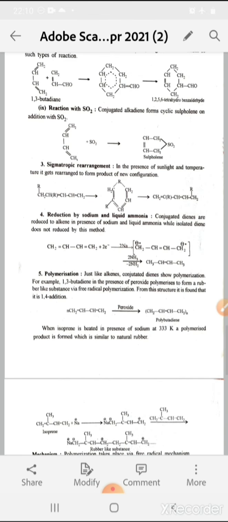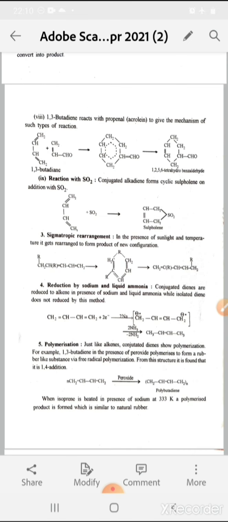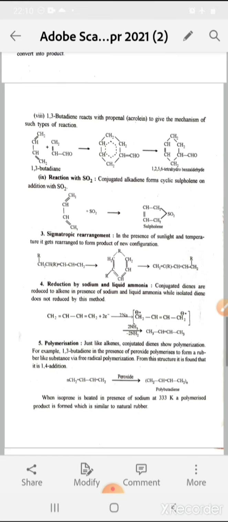Now the fifth reaction is polymerization. Just like alkenes, conjugated dienes show polymerization. For example, 1,3-butadiene in the presence of peroxide polymerizes to form a rubber-like substance via free radical polymerization. From this structure, it is found that it is 1,4 addition. So 1,3-butadiene undergoes polymerization in the presence of peroxide and forms polybutadiene. When isoprene is heated in the presence of sodium at 333 Kelvin, a polymerized product is formed which is similar to natural rubber.